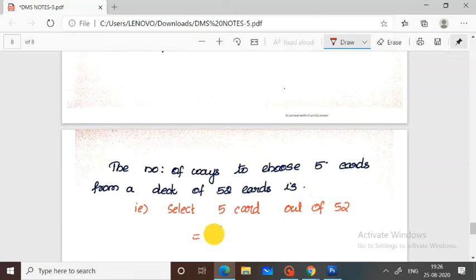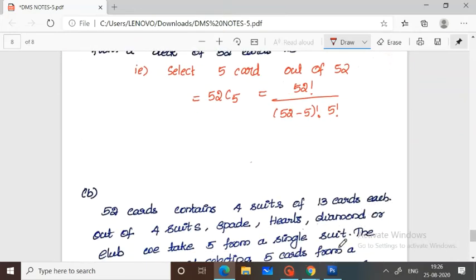That is equal to 52C5, which is equal to 52 factorial by (52 minus 5) factorial into 5 factorial. When you use a calculator, you will get the answer 25,98,960 ways. This is the answer for this.